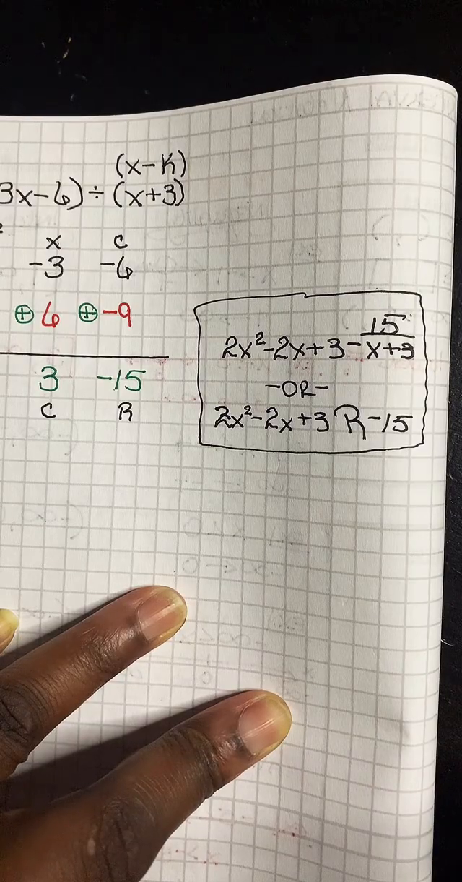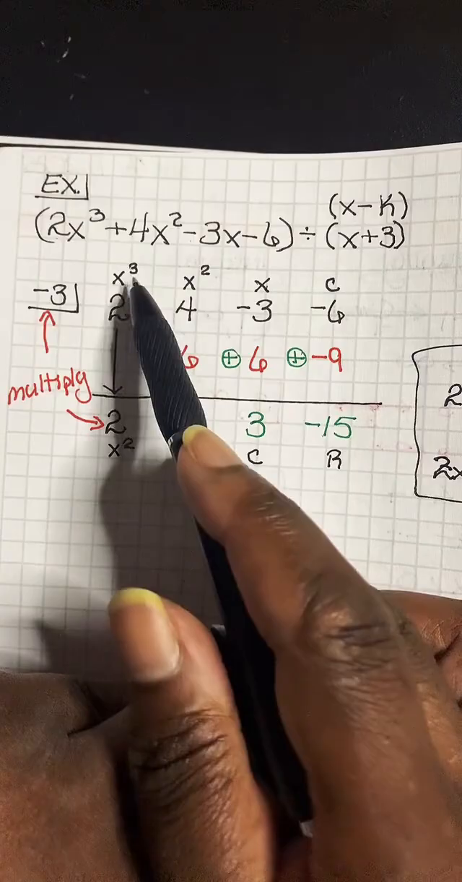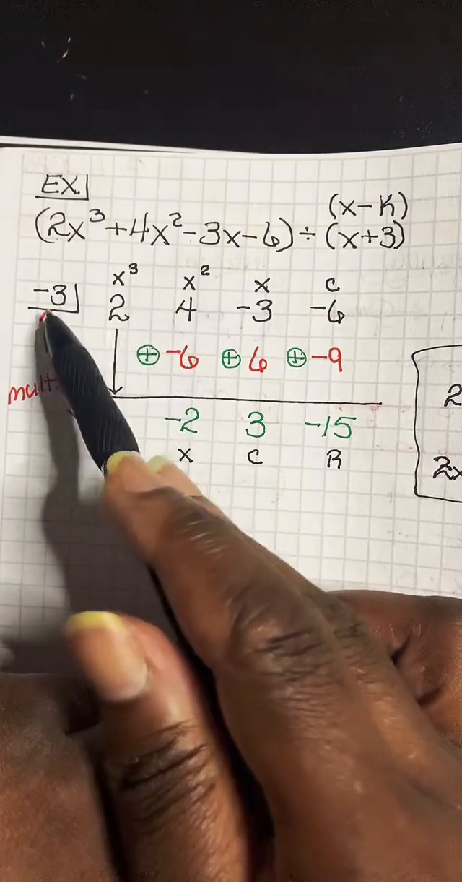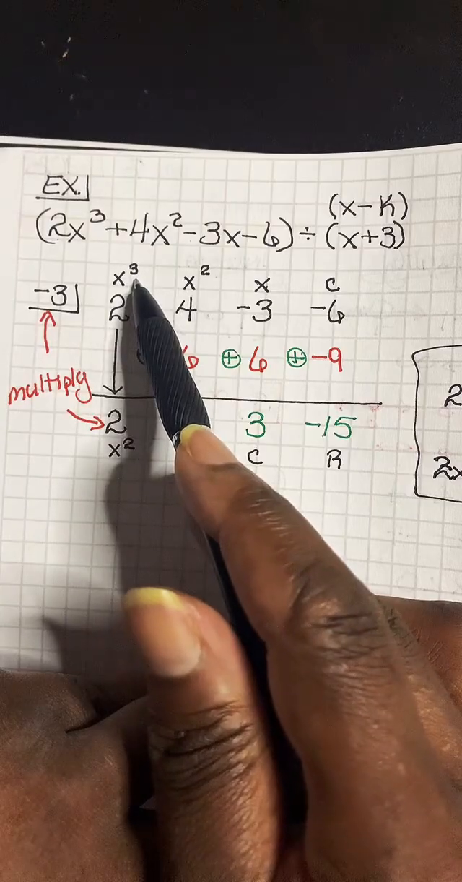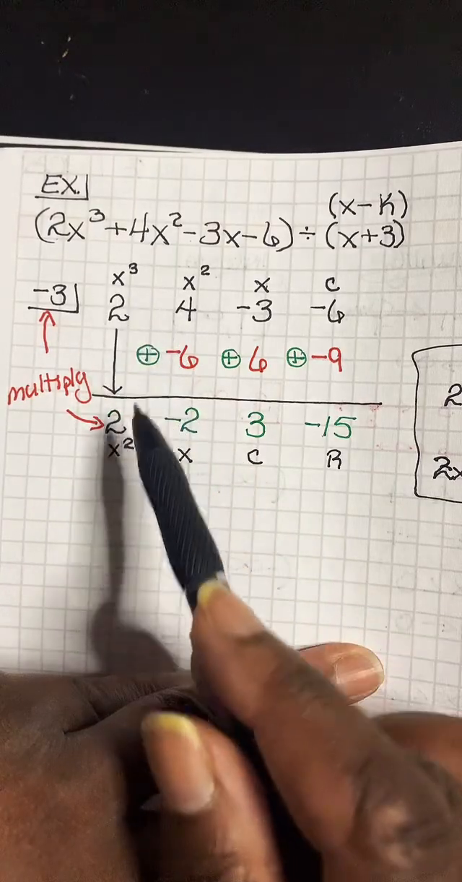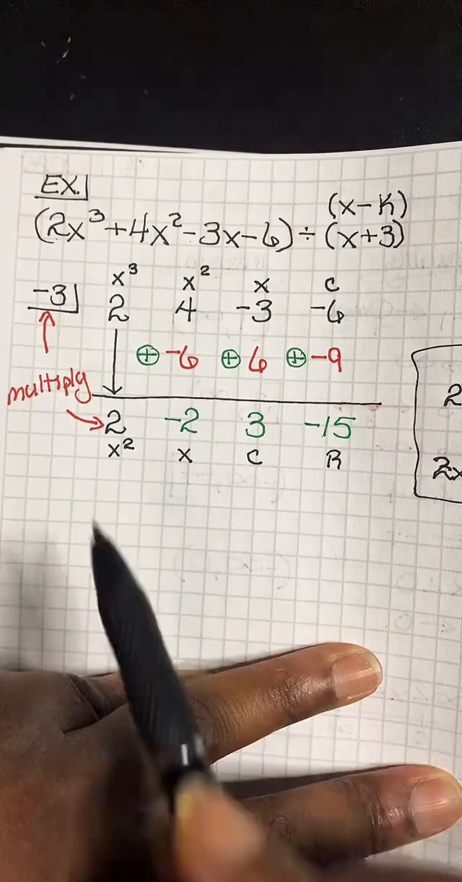Okay, why did you change the exponents? Because once you do your division, you're taking out one of its degrees. So when you take out one of its degrees, that means your answer is always going to be one less.